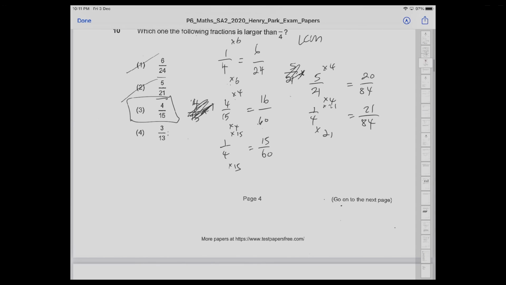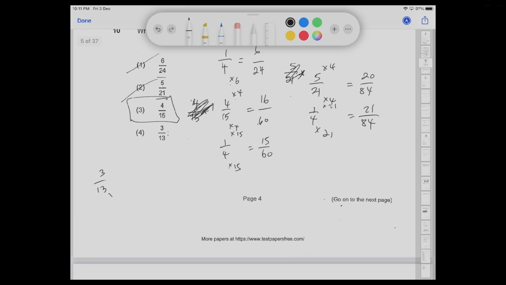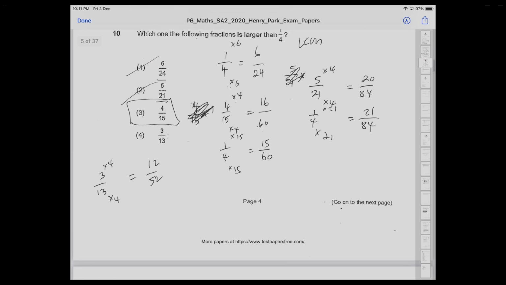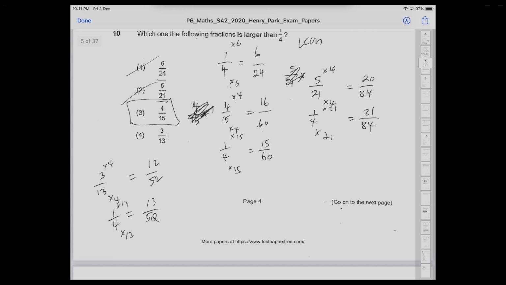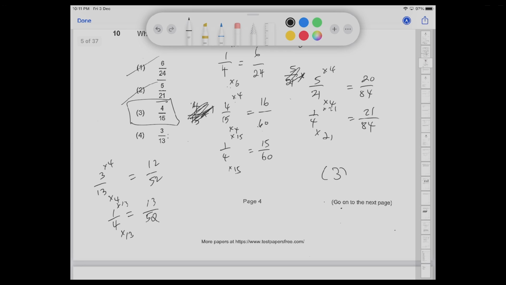We have 3 out of 13. As usual, times 4, times 4. Get 13 times 4, 52. 3 times 4 is 12. Compared with 1 out of 4, times 13, times 13, 13 out of 52. 12 out of 52 is smaller. Clearly it's 3. There you go.